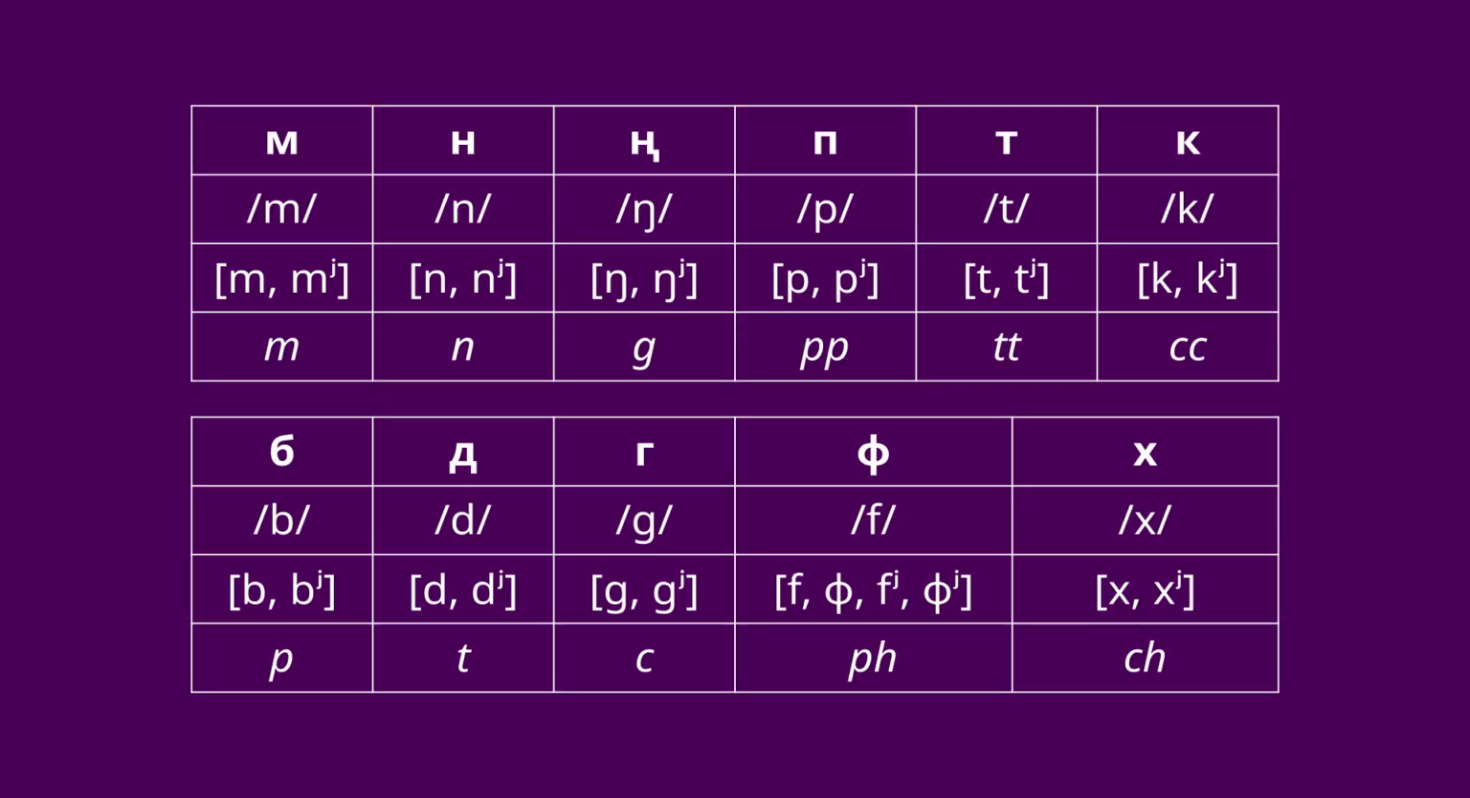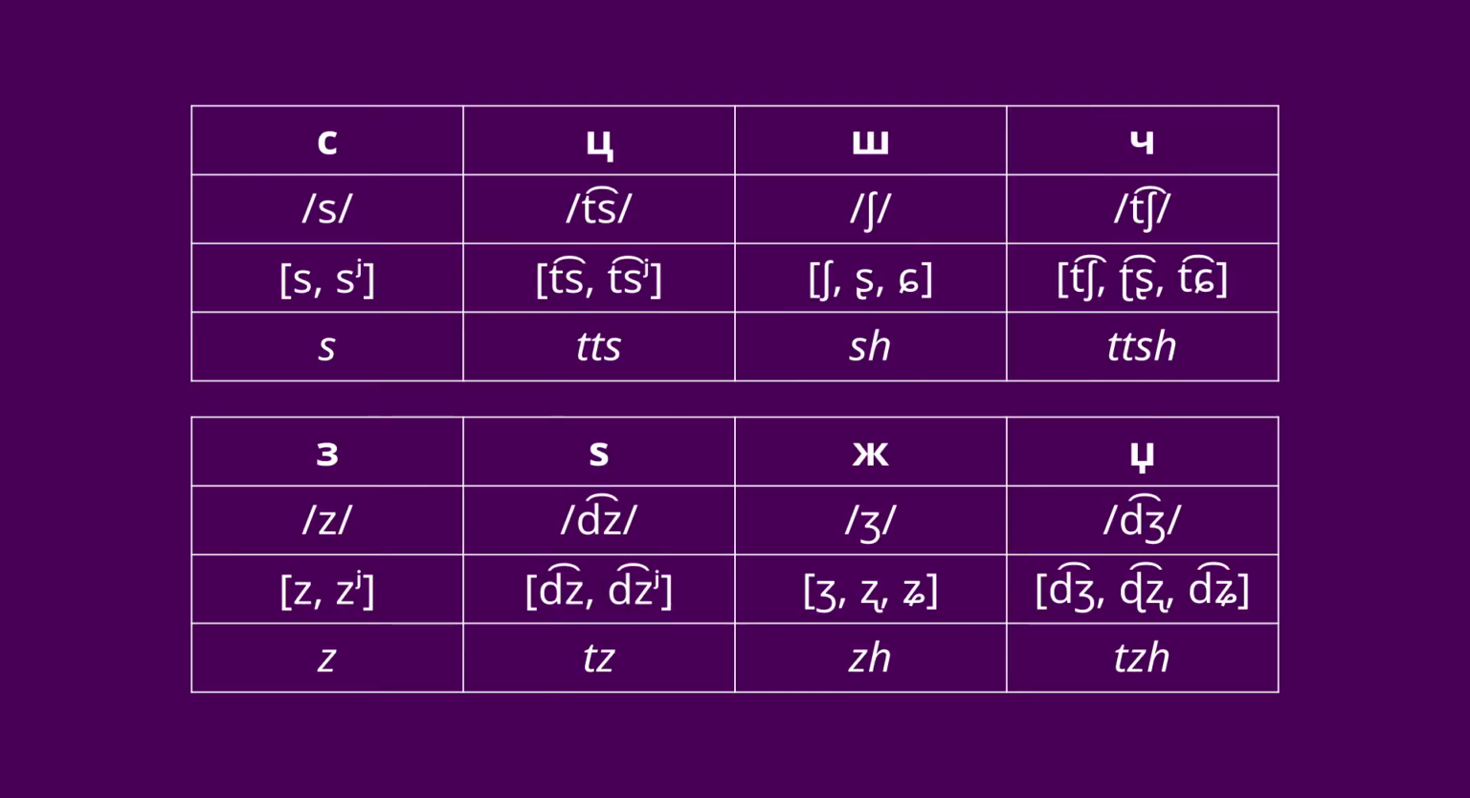Here are the next ones. M, N, Ng, P, T, K, B, D, G, F, H. These are pretty normal consonants with pretty unnormal romanization. G is used for ng. P, T, and C are used for the voiced consonants, and doubled they are used for the voiceless. PH and CH are used for the fricatives.